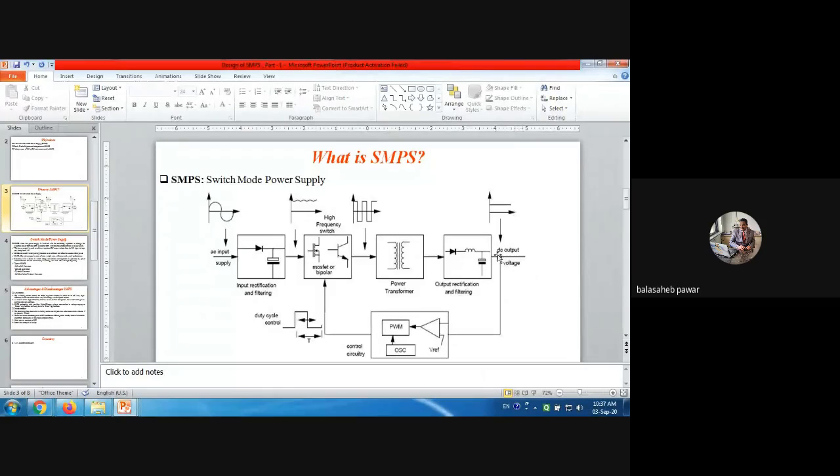There is one feedback comparator circuit, and that feedback is combinedly acting as a PWM generator, and those PWM pulses are given as a gate drive to that switch. Okay, so this is the basic block diagram.